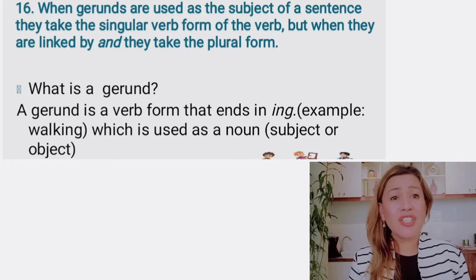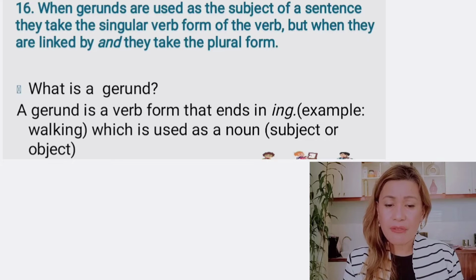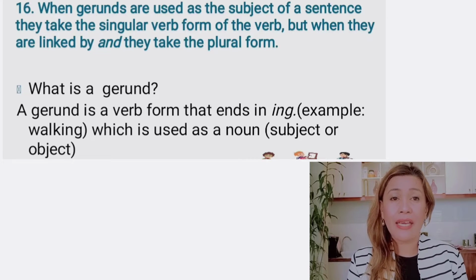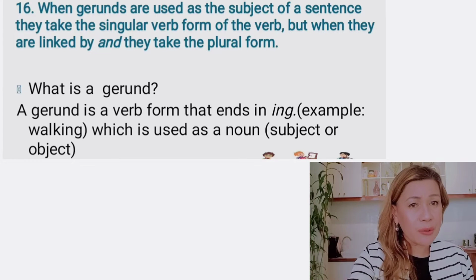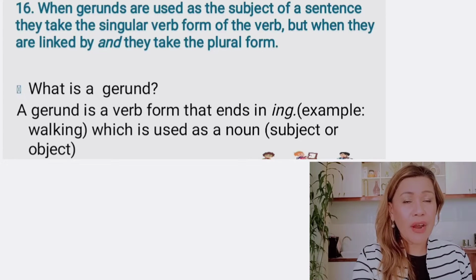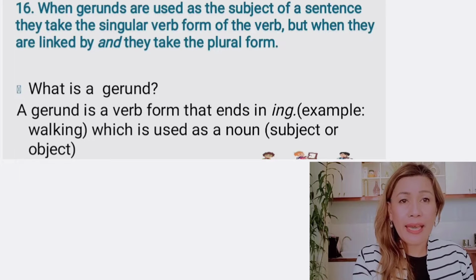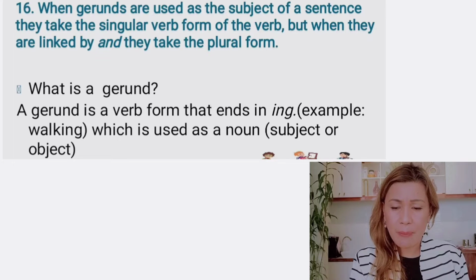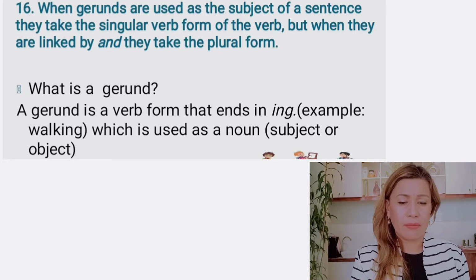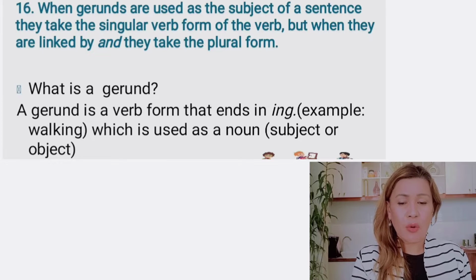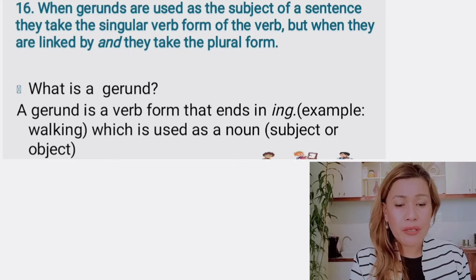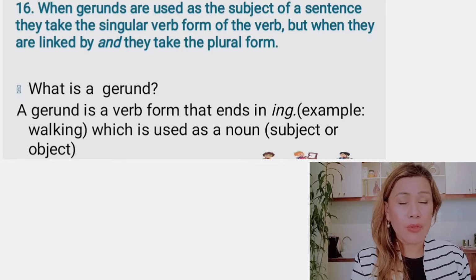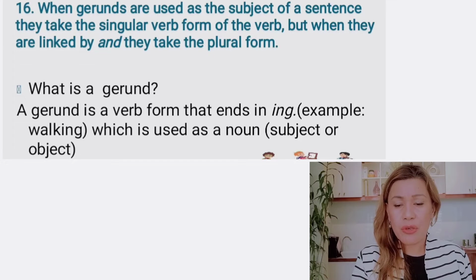First, what is a gerund? A gerund is a verb form that ends in ing. If you have an infinitive beginning with to, this is a gerund, which is a word ending in ing. For example, you have walking, singing, dancing. So, this ing ending word is used as a noun. Similar to infinitive, it is also used as a noun.